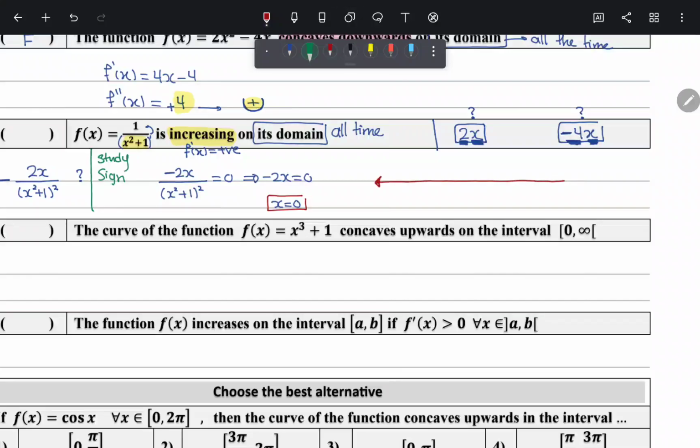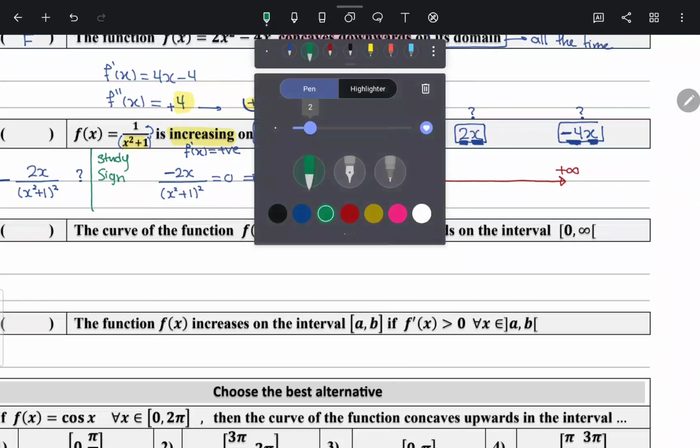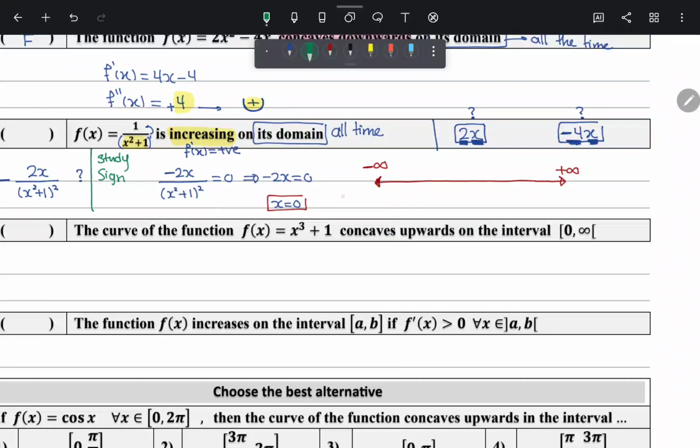On the number line, this number line starts at negative infinity and goes all the way up to positive infinity, right? Okay, we plot the zero that we found, whatever the number was, it doesn't have to be 0. We plot this number in the middle, 0. Now what do we do next? We choose something before 0 and something after 0, like 1, and for example negative 1.